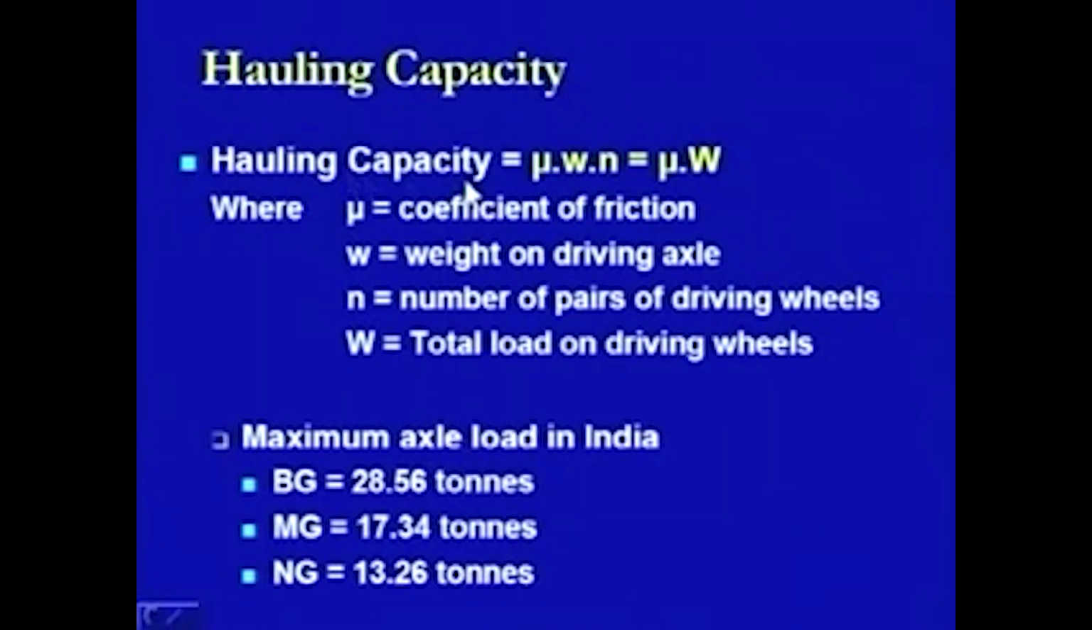In that sense, the hauling capacity will be defined as mu multiplied with W multiplied with N, where mu is the coefficient of friction as defined previously, the values are also being defined there. W is the weight on the driving wheel or axle, and N is the number of pairs of driving axles or wheels. If you take these together, then this will transform into nothing but capital W, which is total load on the driving wheels. In our Indian conditions, the maximum axle loads which have been used of the different gauges are 28.56 tons for broad gauge, 17.34 tons for meter gauge, and 13.26 tons for narrow gauge movements.